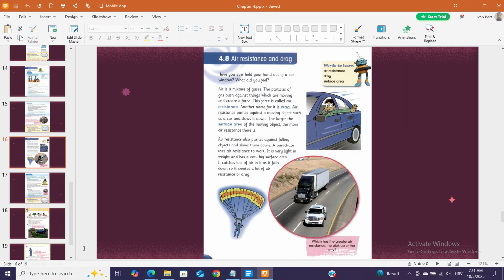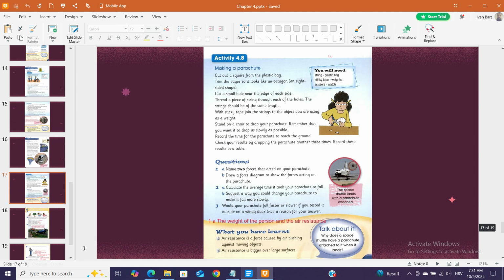Which has the greater air resistance, the pickup or the lorry? Activity 4.8. Making a parachute. Cut out a square from the plastic bag. Trim the edges so it looks like an octagon, an 8-sided shape. Cut a small hole near the edge of each side. Thread a piece of string through each of the holes. The strings should be of the same length. You will need string, a plastic bag, sticky tape, weights, scissors, and a watch.